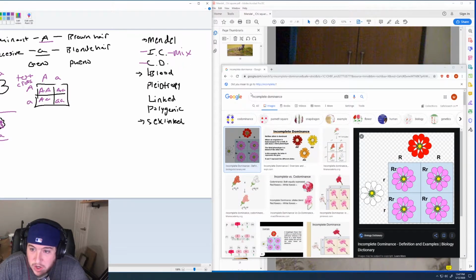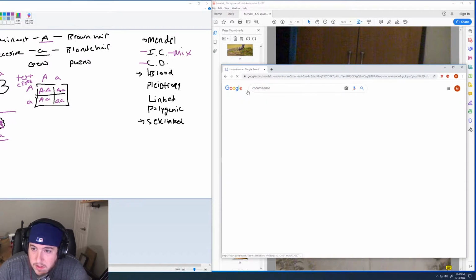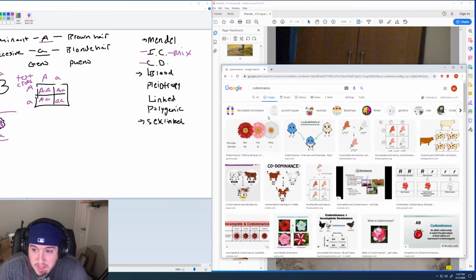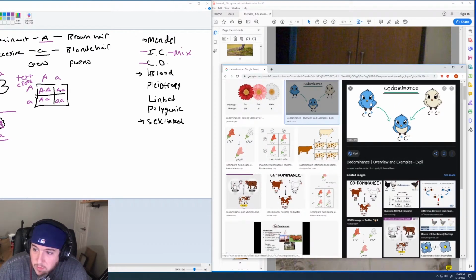We also have a codominant, and codominant is we don't get a mixing, we get both traits equally, okay? So like here, we have a blue bird and a white bird. That gives us a blue and white bird, okay? The main difference with codominant is that both of our traits, we have two traits that are dominant, okay?